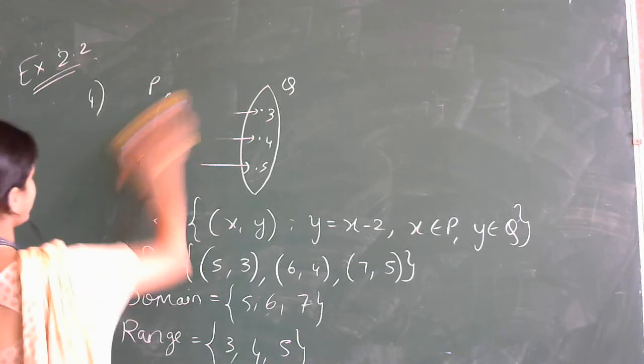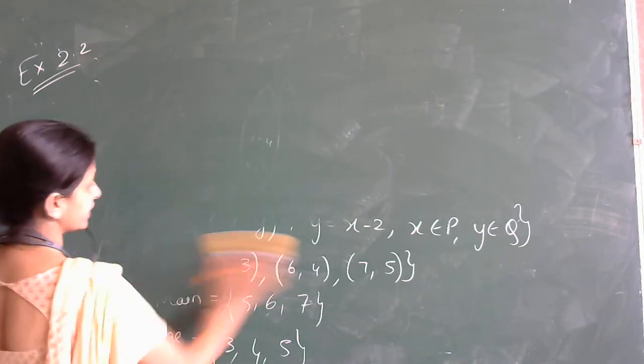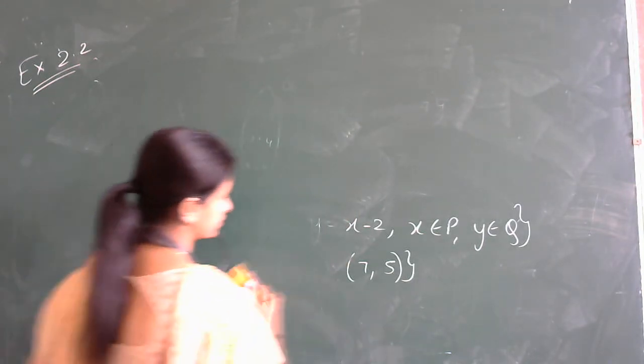So like this we are going to do the examples. These examples are very easy, students, of exercise 2.2. Fifth question. Let A equal 1, 2, 3, 4, 6. Let R be the relation defined by (a, b) belongs to A such that b is exactly divisible by a. Write R in roster form.